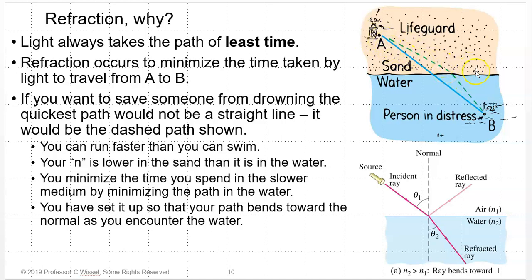And you're going to go over here before you start toward the person in distress, because you can run faster than you can swim. So this means this n here, the index of refraction, is lower in the sand than it is in the water. So you minimize the time you spend in the slower medium by minimizing the path in the water. And you have automatically set up, especially if you're an experienced lifeguard, your path so it bends toward the normal when you encounter the water.